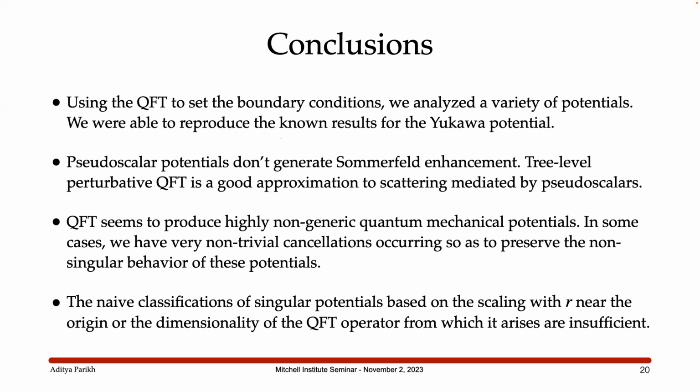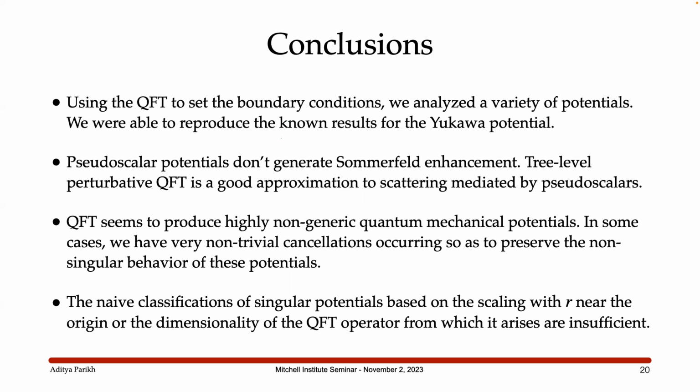And then abstracting away a little bit, it's telling you that the quantum mechanical potentials that we're generating from field theory are very non-generic. So there are some operator structures that are giving you these miraculous cancellations that essentially save the day and give you non-singular behavior for these potentials. And so this naive classification that people have come up with is not sufficient. You need to figure out a more precise way of delineating the boundary between the potentials that are singular and not.